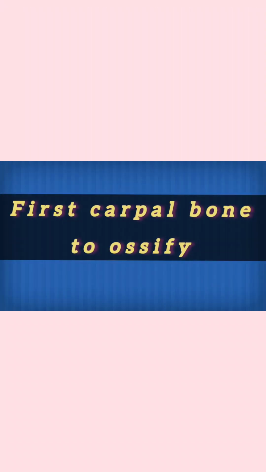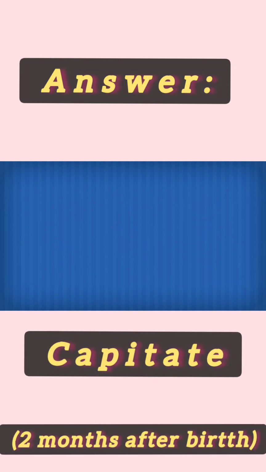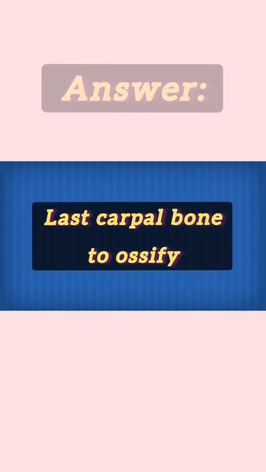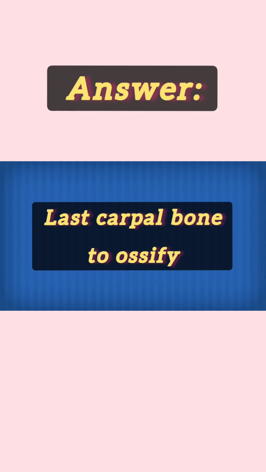Next question is, first carpal bone to ossify. The first carpal bone to ossify is the capitate. It appears about 2 months after birth. Next question again, last carpal bone to ossify. It is the smallest bone, the pisiform, which appears about 9 to 12 years after birth.